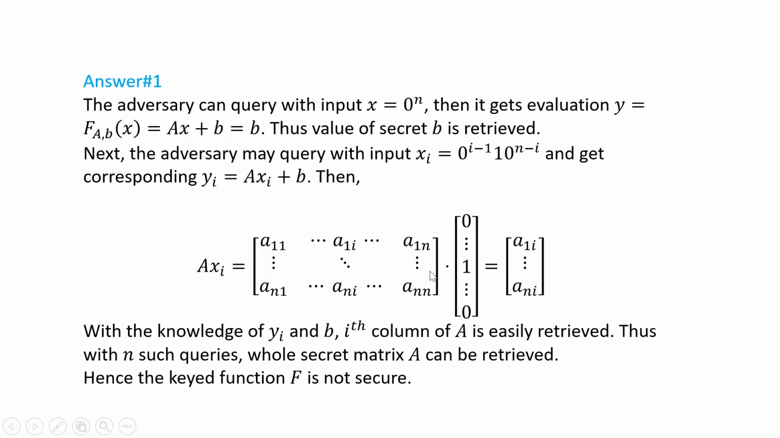If xi is of this format, then multiplying the binary matrix A with xi gives the ith column of A. Since we have already retrieved b, whenever we see yi for input xi, we perform yi XOR b and get the ith column of the binary matrix A. So by doing only n plus 1 queries, we retrieve the whole secret binary matrix A and the binary vector b. That is of course not a secure PRF.